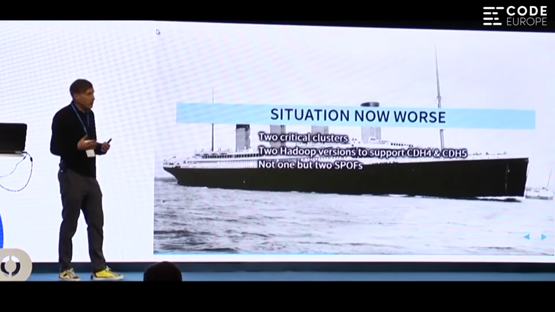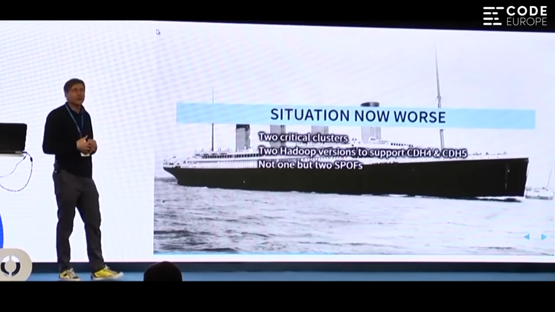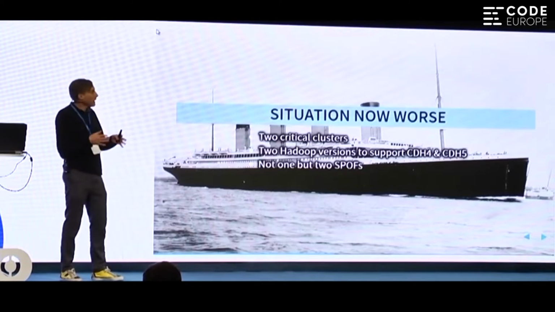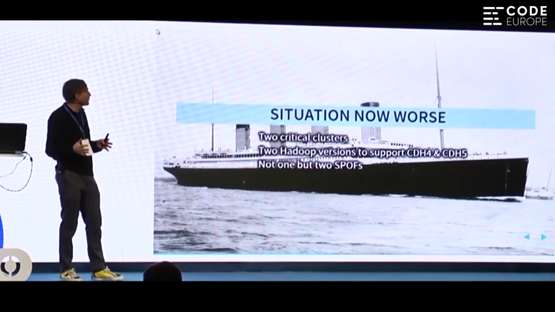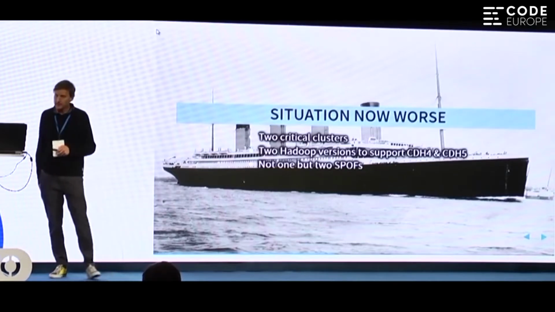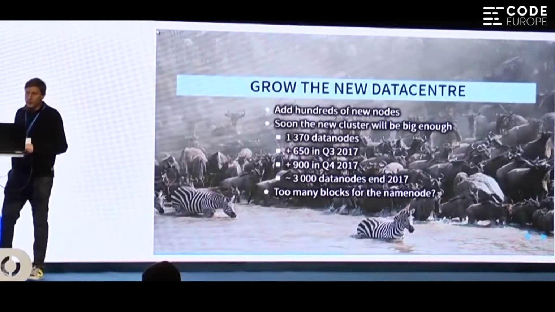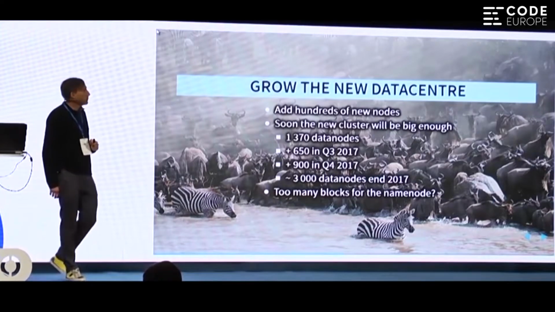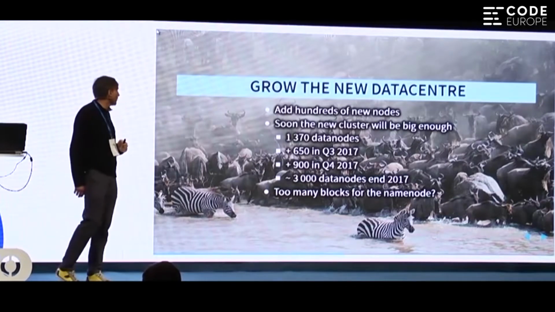And so our team, which hasn't suddenly doubled in size, now has to deal with two different types of hardware and two different Hadoop versions, and both of them are critical to the company. So what was the solution? Well, the solution was to throw money at the problem. We bought hundreds of new machines.